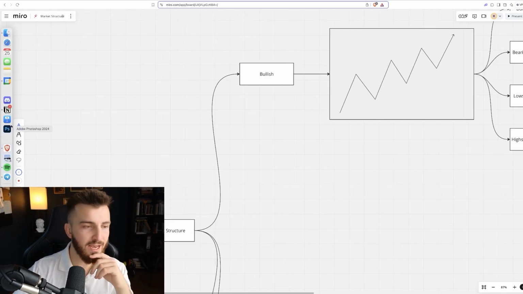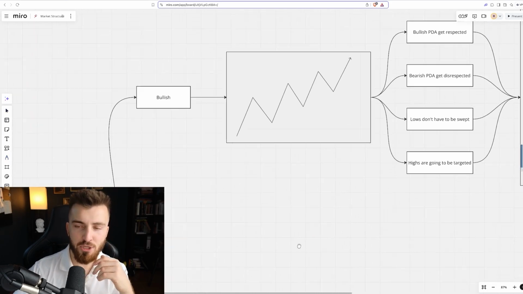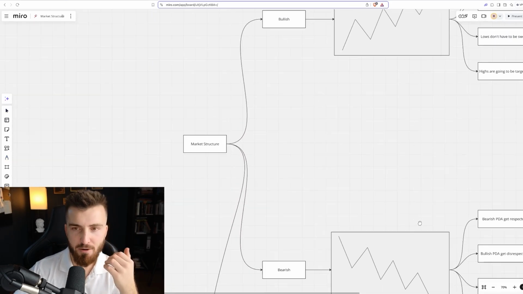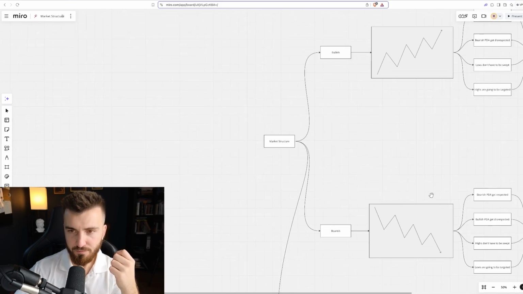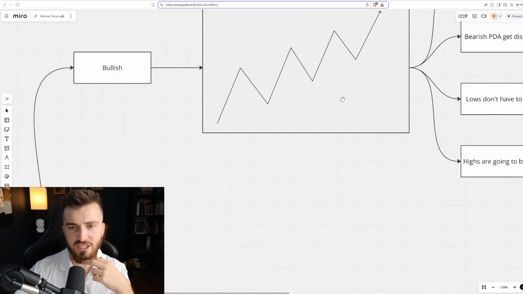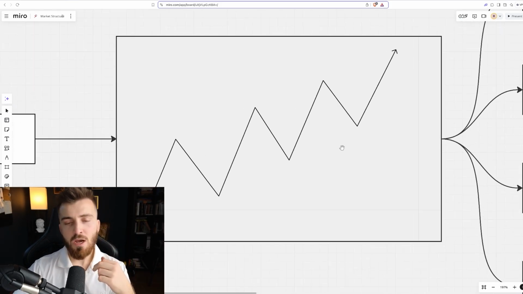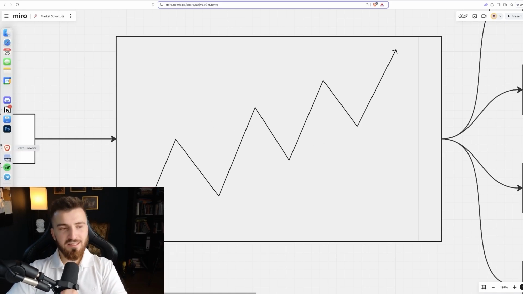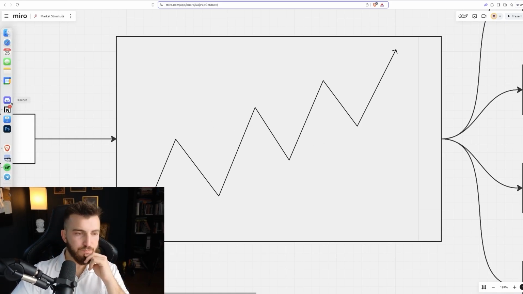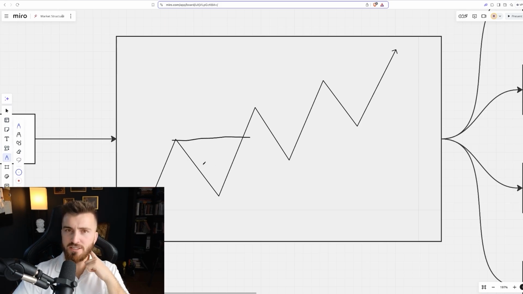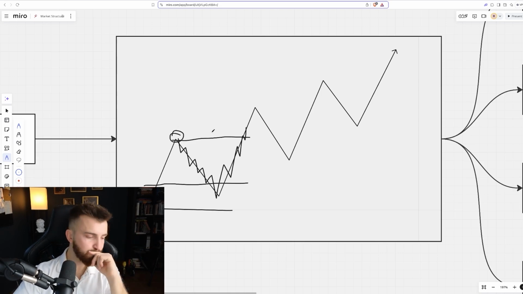And market structure has two possibilities. We either have bullish market structure or we have bearish market structure. And both are drawn right here. Let's start off with the bullish market structure. Well, what are the things that we can see? Well, on bullish market structure, the highs always get targeted, right? The market is always looking for a bullish PD array when it's retracing to then move up and trade towards these highs and a little bit higher.